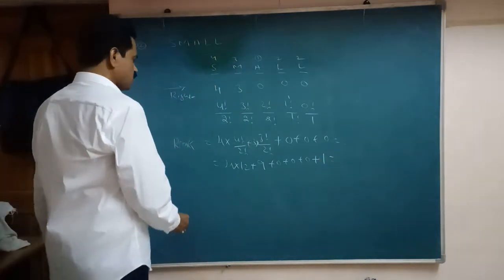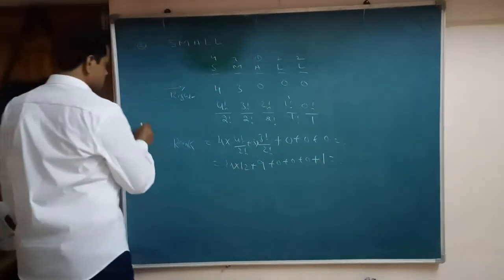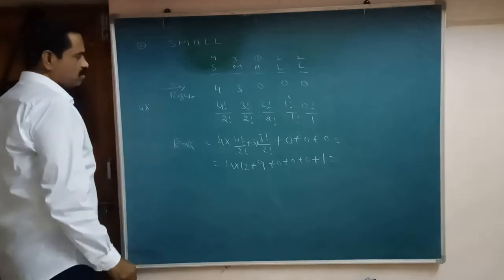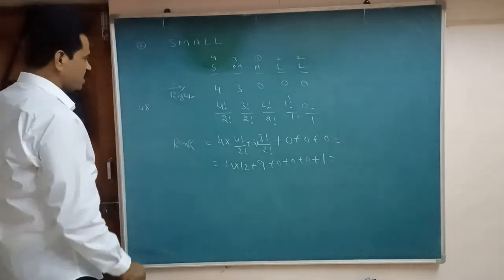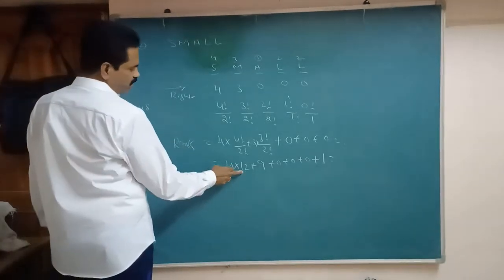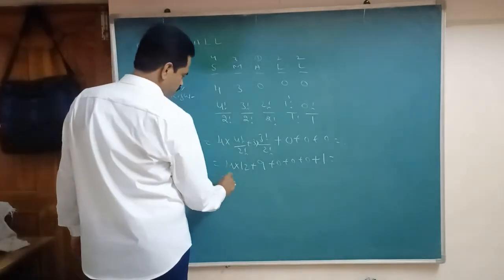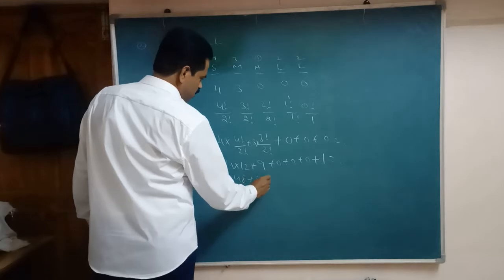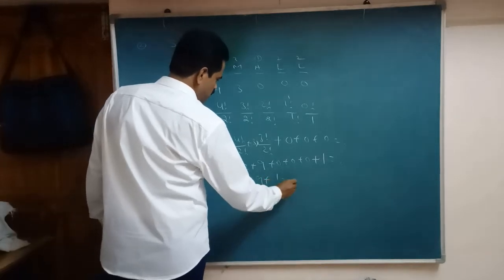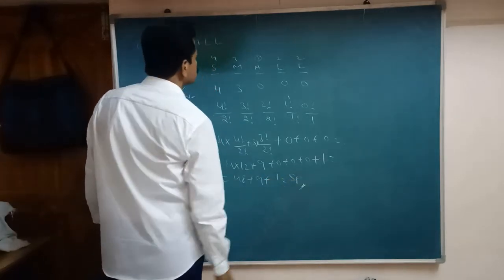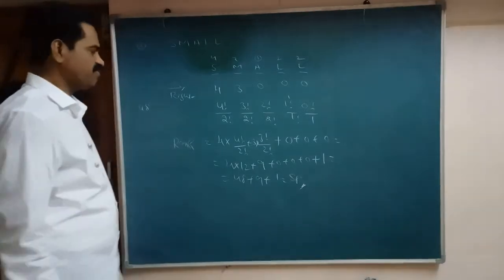So that equals how much here? 48. So 48 into 48 only, this one. 48 plus 9 plus 1. It is how much here? 58. So its rank is 58.